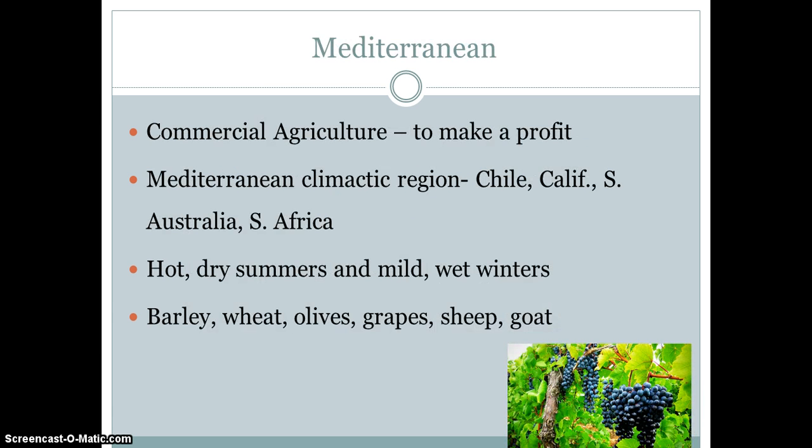Mediterranean agriculture is a type of commercial agriculture, which again exists to make a profit, which is agribusiness. It's located in the Mediterranean climatic region, which is the Mediterranean Ocean, Chile, California, South Australia, and South Africa. The Mediterranean climate is characterized by hot, dry summers and mild, wet winters. Barley, wheat, olives, grapes, sheep, and goats are common in this area.